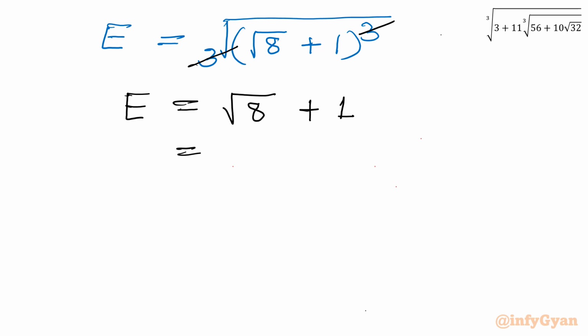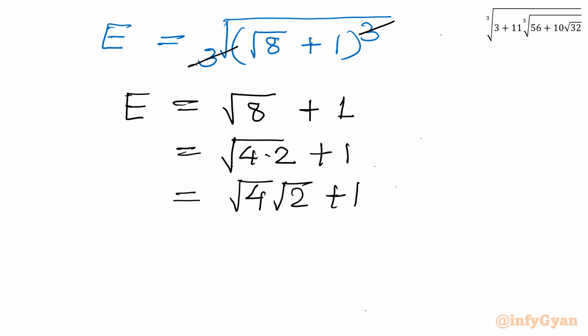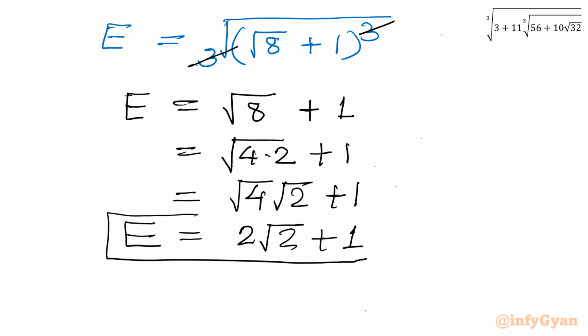Now we can write square root 4 times 2 plus 1. Again using the property we can write square root 4 times square root 2 plus 1. Square root 4 is 2. So our ultimate answer is 2 root 2 plus 1, which is the simplified form of the answer.